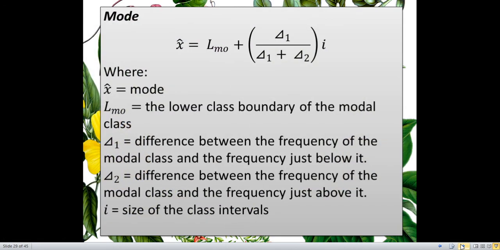How about our mode? It also has another formula. The mode is equal to the lower class boundary of the modal class plus the difference between the frequency of the modal class and the frequency just below it, all over d1 plus d2, that is d, times our interval size.